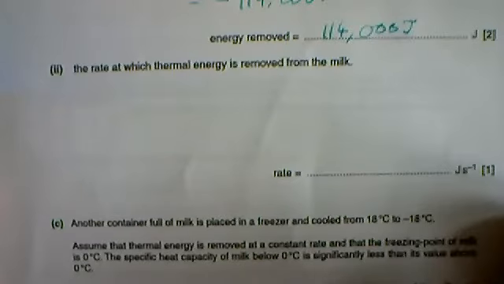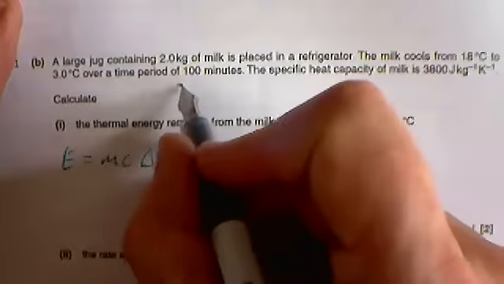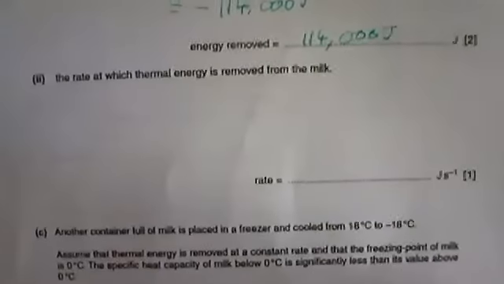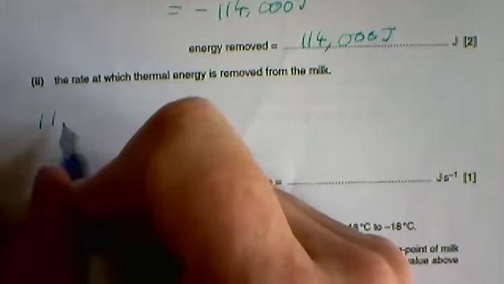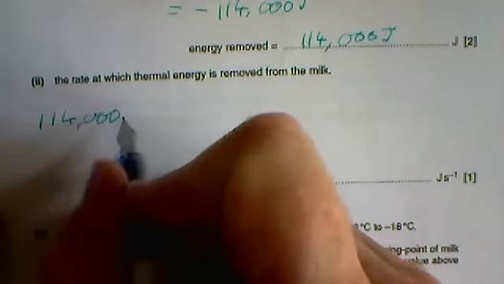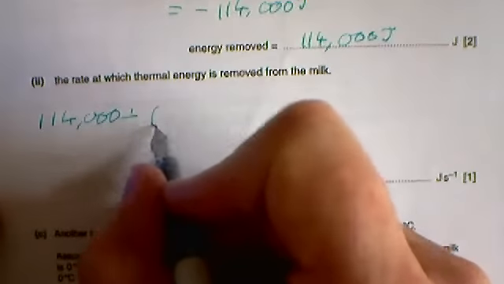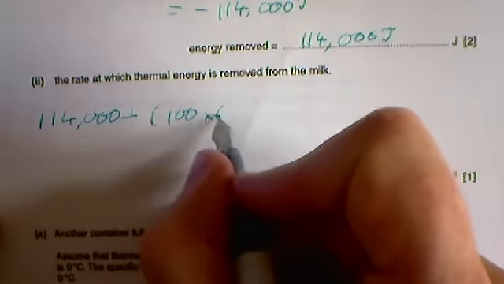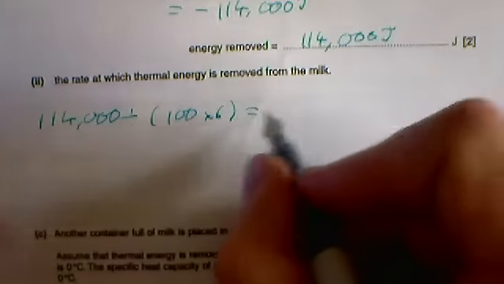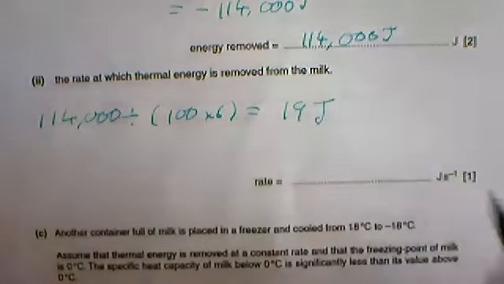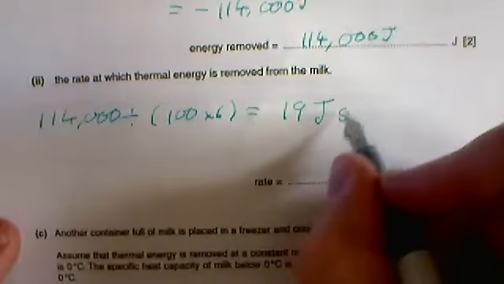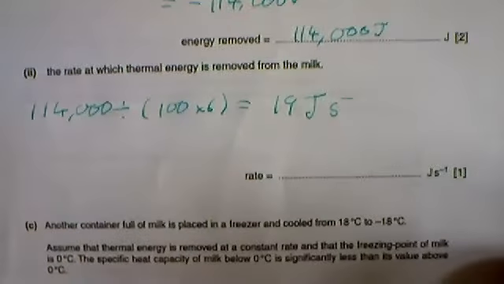Next, the rate at which thermal energy was removed from the milk. That's happened over a period of 100 minutes, so we want to know the rate per second. We're just going to say here's our 114,000 joules divided by 100 times 60, that's 100 minutes. And that comes out as an answer of around 19 joules per second, or 19 watts.